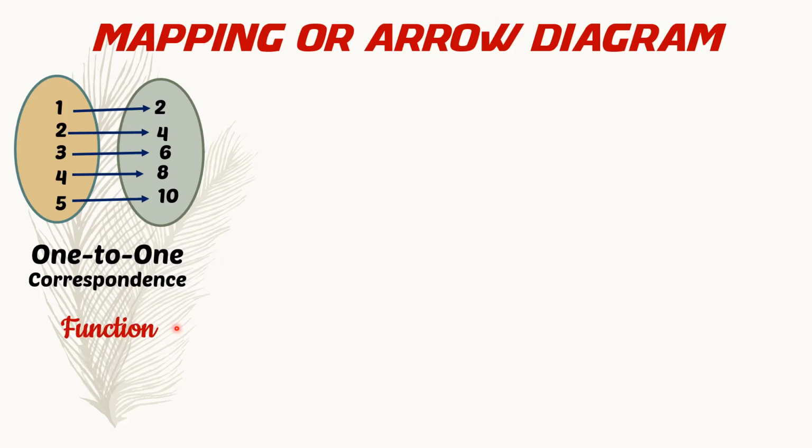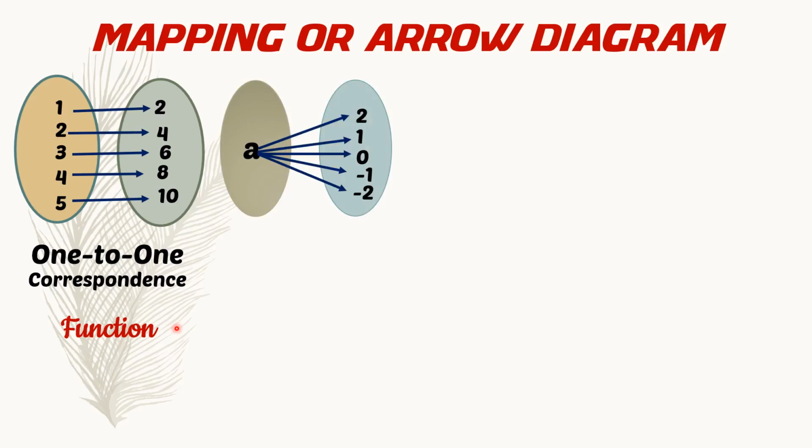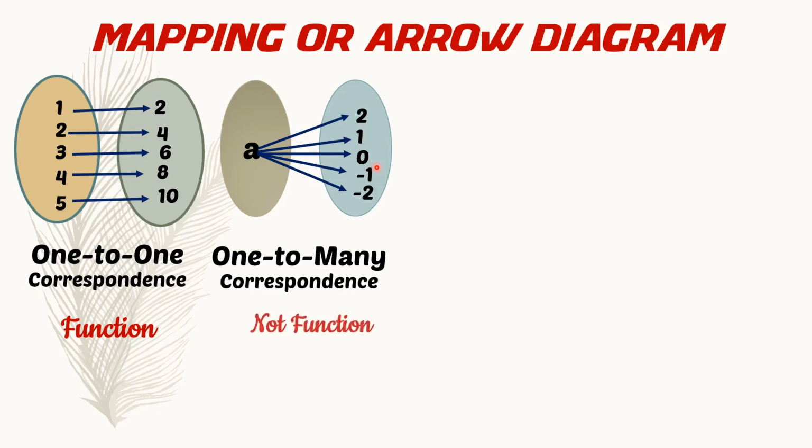So, the man is loyal to his partner, which is the woman. So, there is only one pairing. So, one-to-one correspondence is a function. Let's have another one. This one is a one-to-many correspondence. Meaning your x here, your domain here A, is being paired to 5 different y values. So, since this is one-to-many, polygamous, this one is not a function.